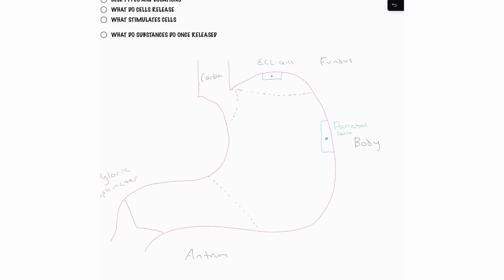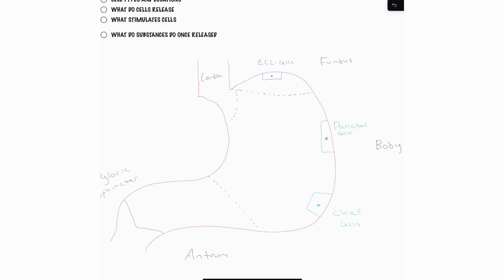So I'm just going to move over body here so that we have enough room. So parietal cells like to live in the body. The next thing that likes to live in the body are actually called chief cells. Okay, so we have chief cells that also like to live in the body of the stomach.